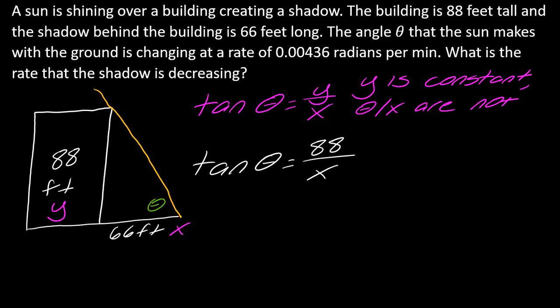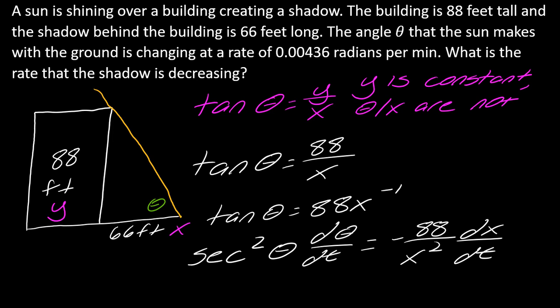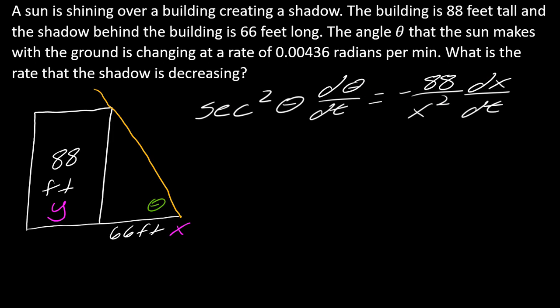So here we go, and now I'm really ready to take my derivative. I want to rearrange this so that it's easier to take my derivative. Here's what I'm going to take the derivative of, again, with respect to time. This is going to be secant squared theta d theta dt equals negative 88 over x squared dx dt. So there's everything, here's the situation that we've got.